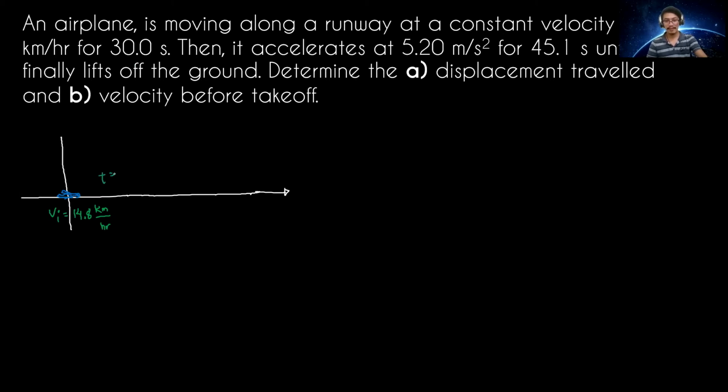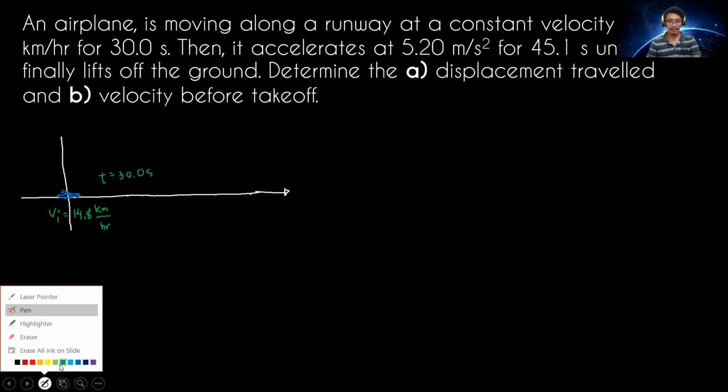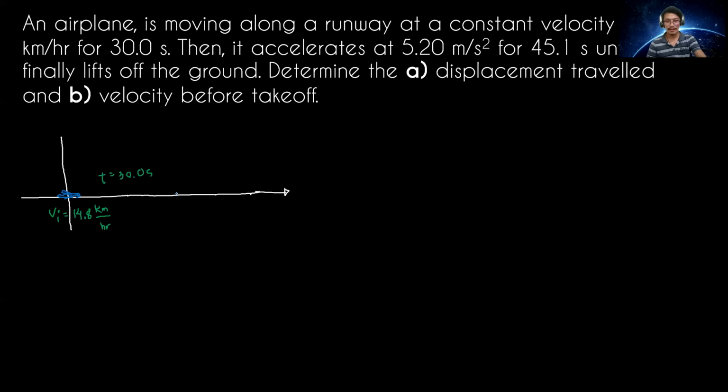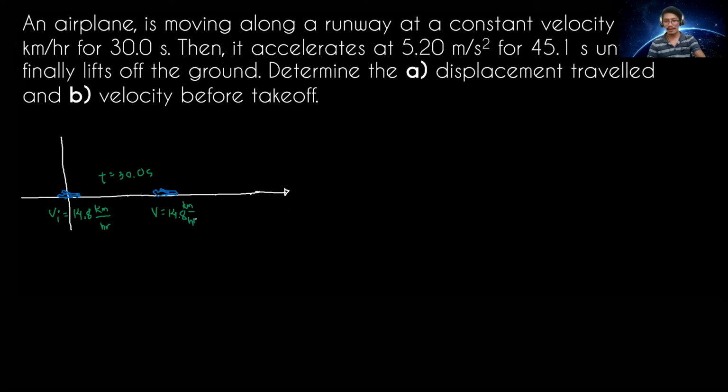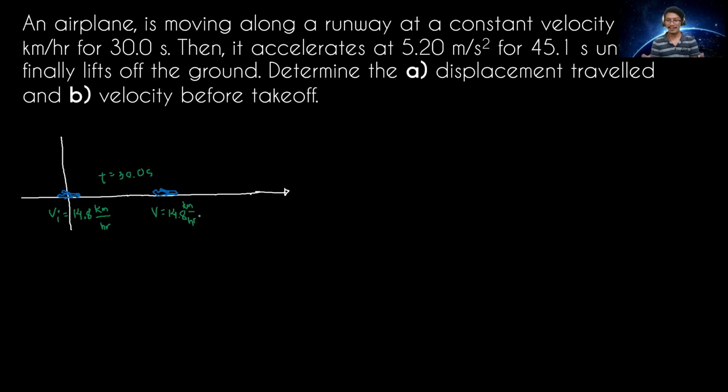So at time 30.0 seconds, of course, mag-move ang airplane from this point until, for example, aabot na siya dito banda. This is now our airplane after 30 seconds. Now, since this is constant velocity, what is the velocity at this point after 30 seconds? Since the velocity is constant, ibig sabihin, the velocity here is also 14.8 kilometers per hour. Kasi constant yung motion. There is no change in motion.